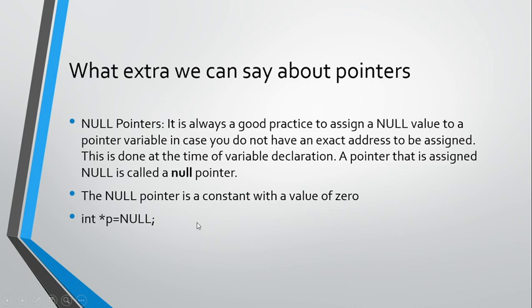Normally, initially we may be creating a lot of pointer variables, but we don't know where they are to point. In that case, it's a good practice to use a null pointer. So I'm going to create a null pointer: int *p = NULL. This p is pointing to null. A null pointer is a constant with value 0. That's a null pointer.